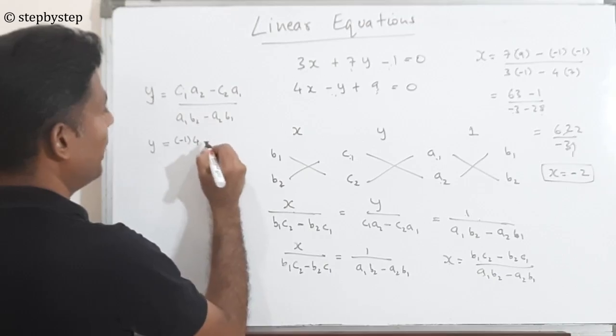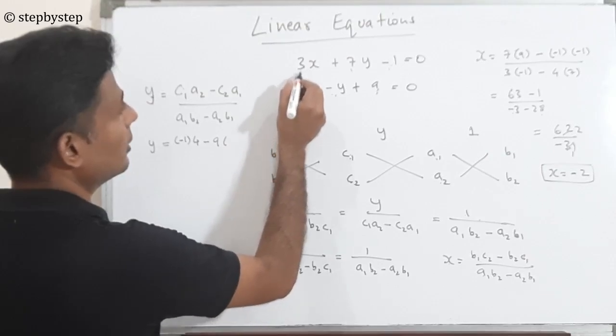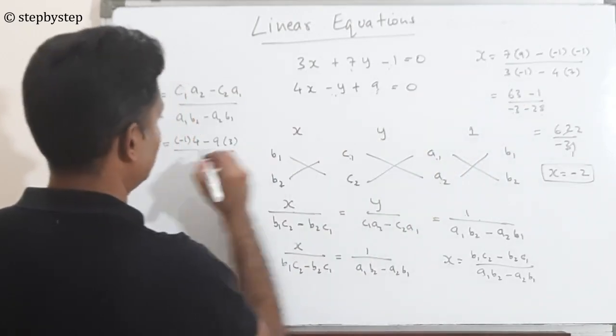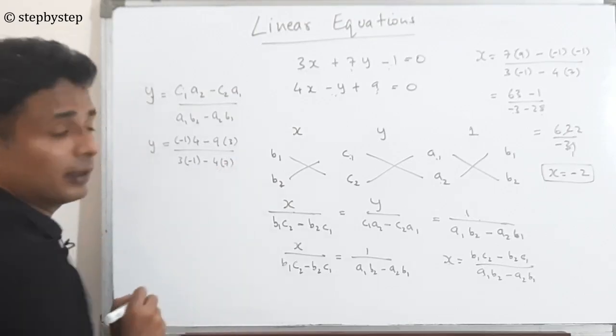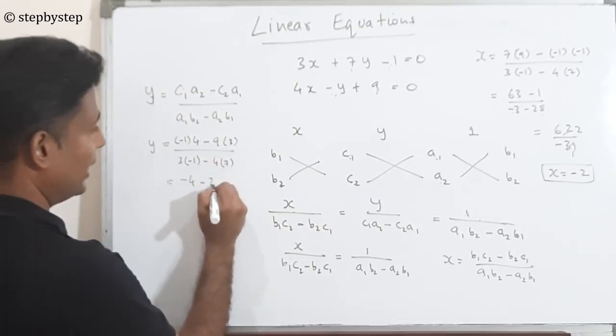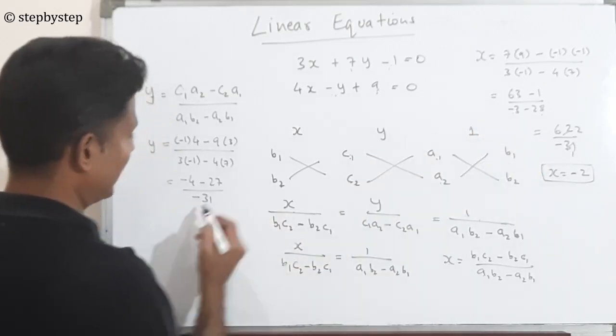A2 is 4, minus C2 is 9, and A1 is 3, by A1 B2. That is same as this: 3 into minus 1, minus 4 into 7, right? So I get minus 4, minus 27 by minus 31, which I got from here.